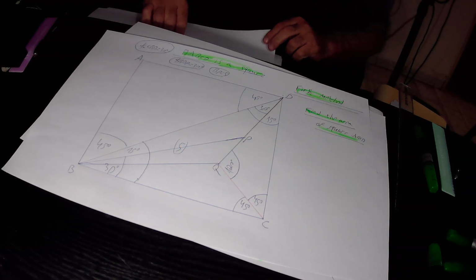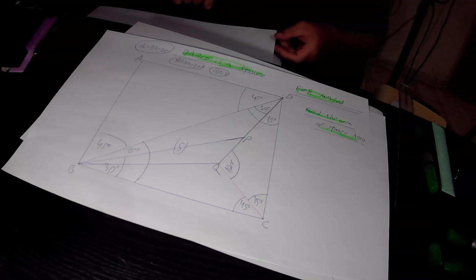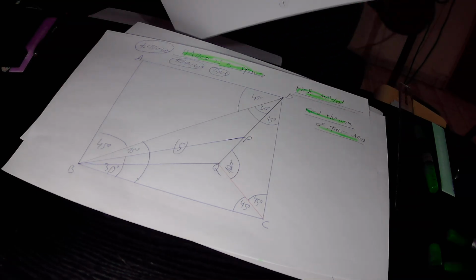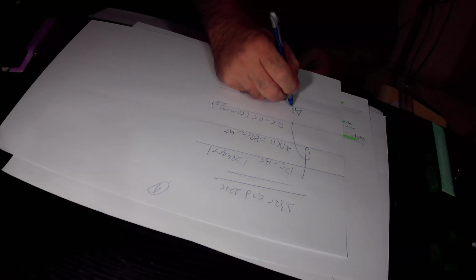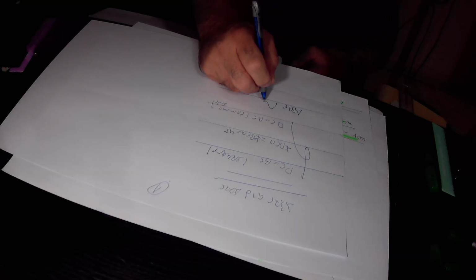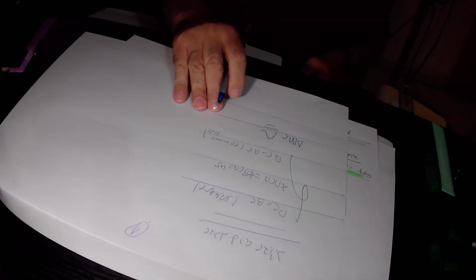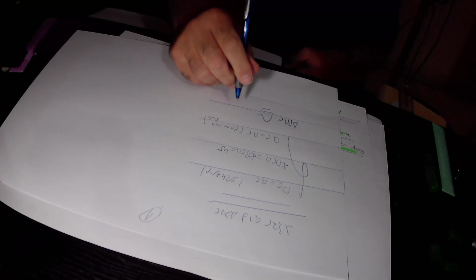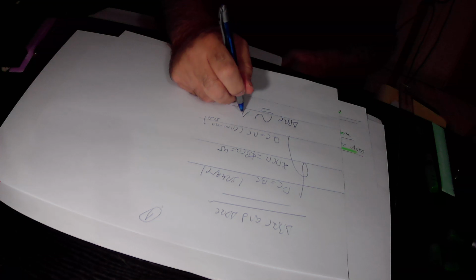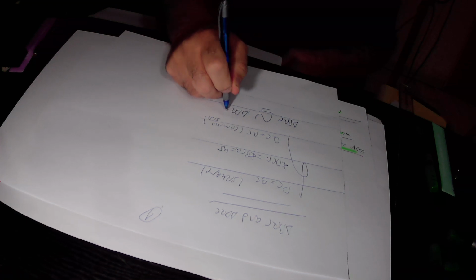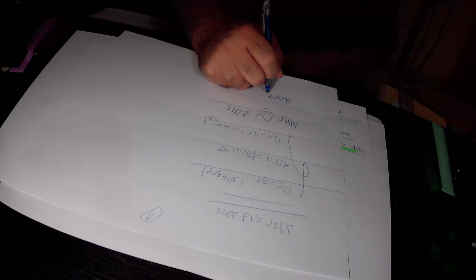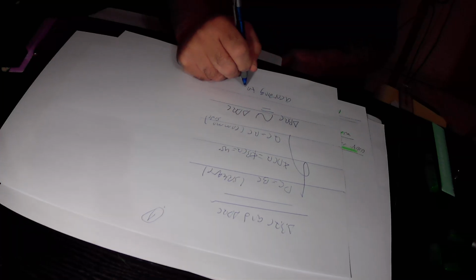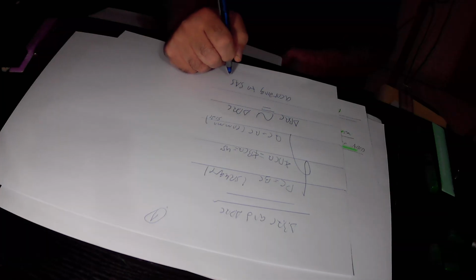So, at the moment, we found out that triangle BQC is congruent, this is the sign of congruent, to triangle DQC according to the side-angle-side rule.